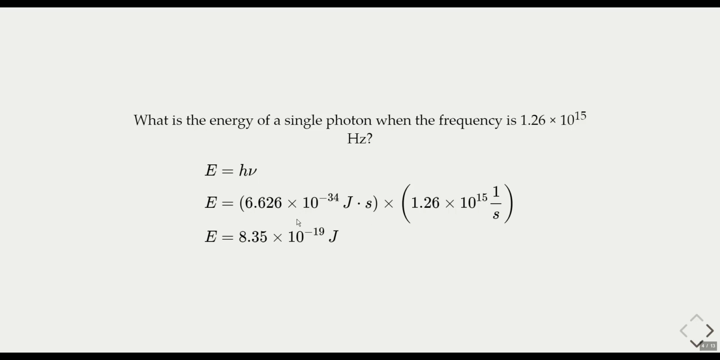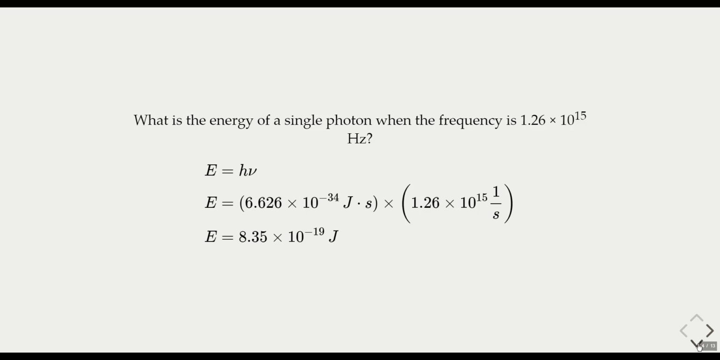It's called Planck's constant. And notice the units here. We have joules times seconds, and they cancel with seconds, that is 1 over seconds being the unit for frequency. And we're left with the unit joules. All right, so when we do it in this case, we multiply these two numbers. We get 8.35 times 10 to the minus 19. Great, we know how much energy we came in with the photon.